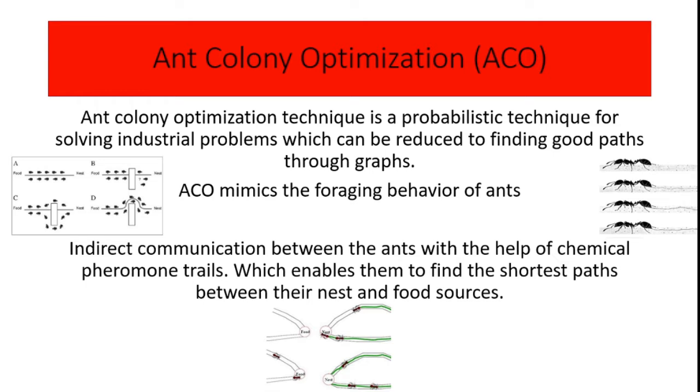Because of indirect communication between them, the ants, with the help of chemical pheromone trails, are able to find the shortest paths between their nest and the food sources. These are all the techniques utilized by ants for identifying food and their nest. Why do we utilize this concept for engineering optimization? That is the biggest question. So this presentation gives the details about the ant colony optimization technique procedure.